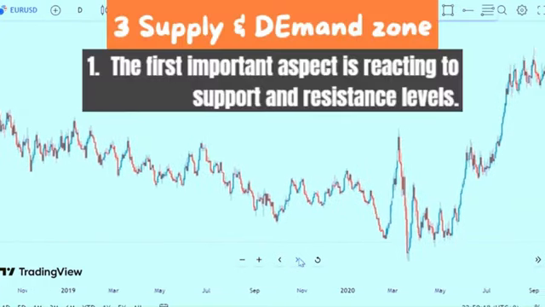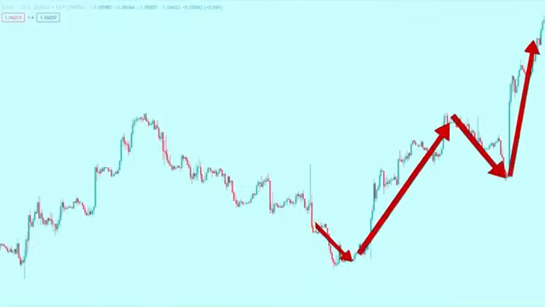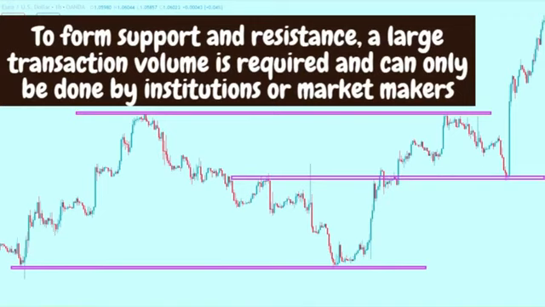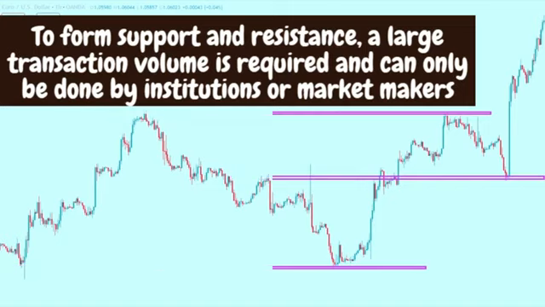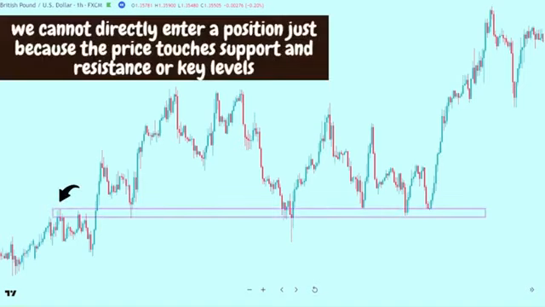The first important aspect is reacting to support and resistance levels. A significant amount of transactions is needed to change the price direction and form support and resistance levels. This is one of the traces left by market makers that we can analyze. For example, in the chart, we can see the price forming a resistance level. Initially, the price moved upwards, but then it was pushed down from this point, indicating significant selling pressure. Hence, we mark this area as a supply and demand zone based on support and resistance. To mark it, we start from the end of the candlestick body and the tip of the candlestick wick.